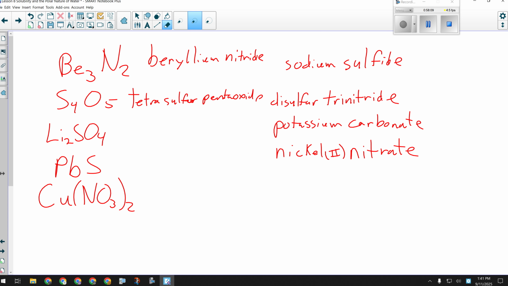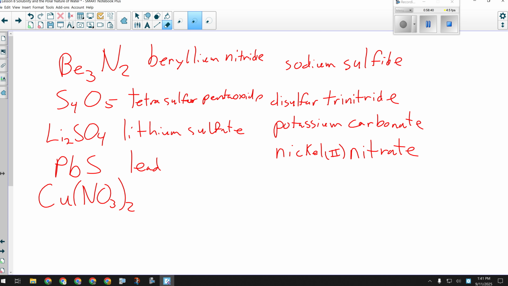Okay, pentaoxide. Next one, ionic or molecular? Ionic. Okay, so this will be lithium sulfate. How about the next one? Ionic or molecular? Okay, what would we call it? Did we forget anything? I hear lead sulfide a lot, but lead 2, right?